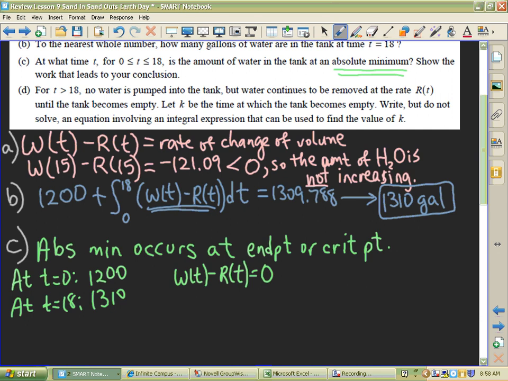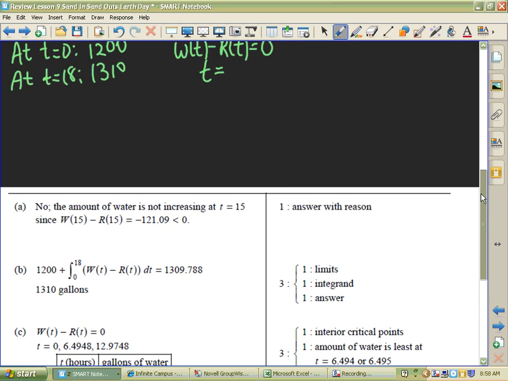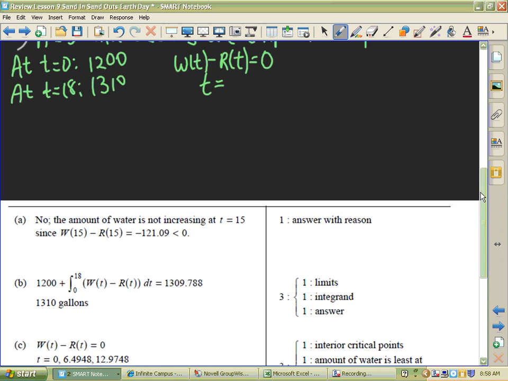Where the rates come together, you've got a state of equilibrium, and that's either a state of equilibrium because things are very good, or a state of equilibrium because things are very bad. So again, your calculator does that. I will cheat. There are 2 times when that happens: 6.4948 and 12.9748.